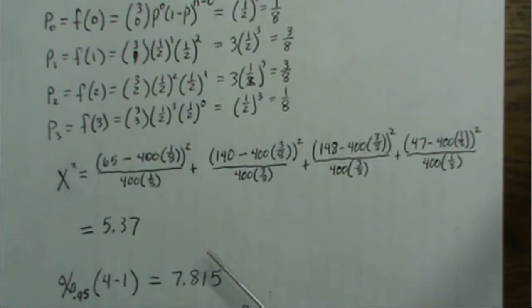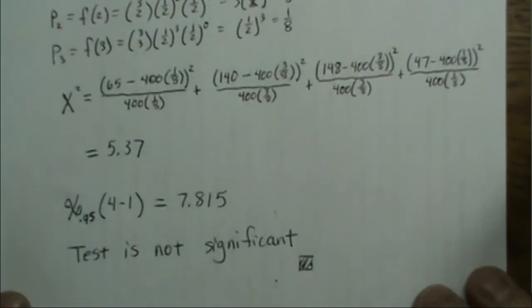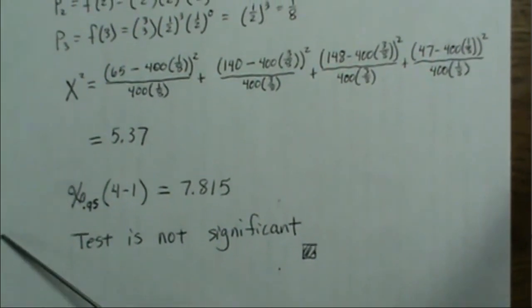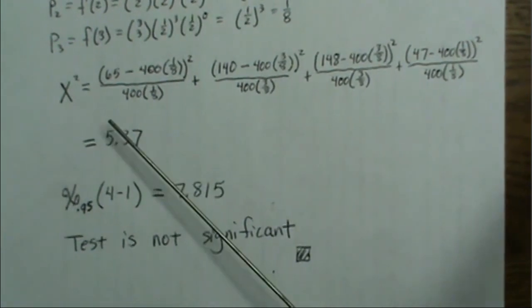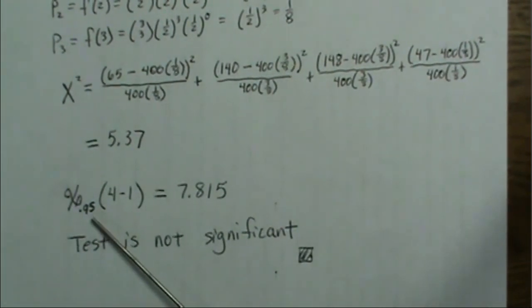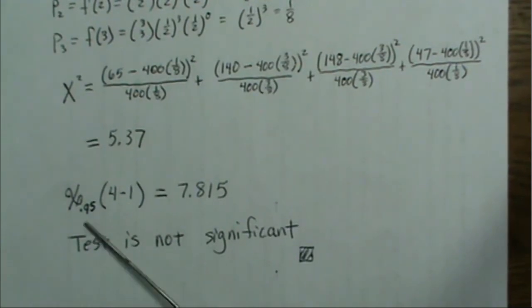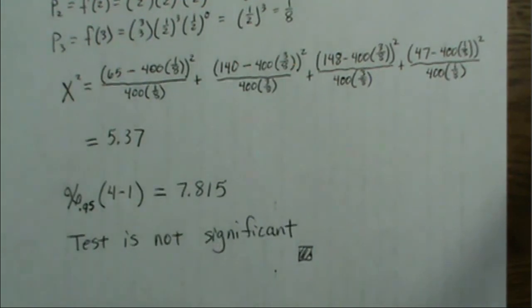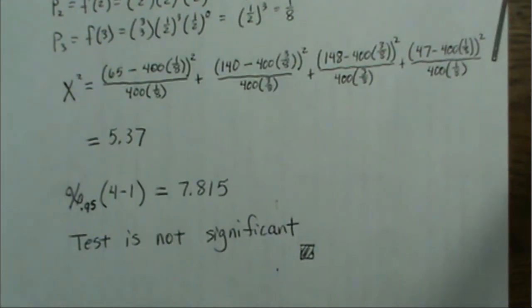So after that calculation, we get chi-squared equal to 5.37. The cutoff value, now my table is cumulative, so this is only a right tail test. So I want the 95% to the left. And we're dealing with 3 degrees of freedom. There's the cutoff region. And the test is not significant.